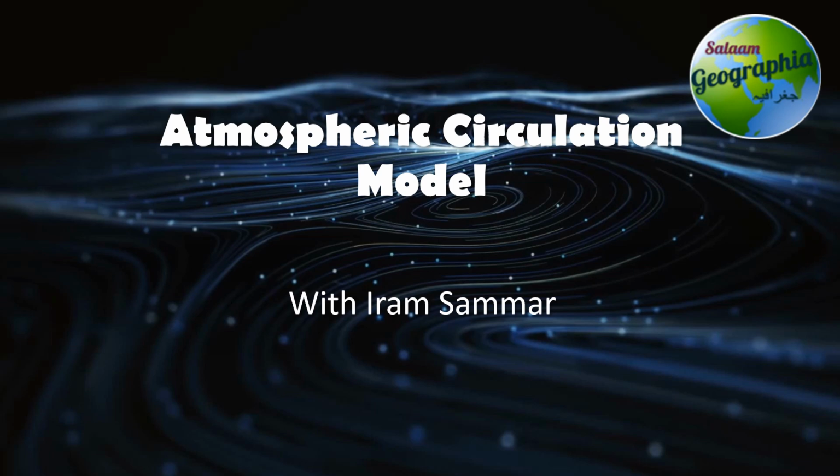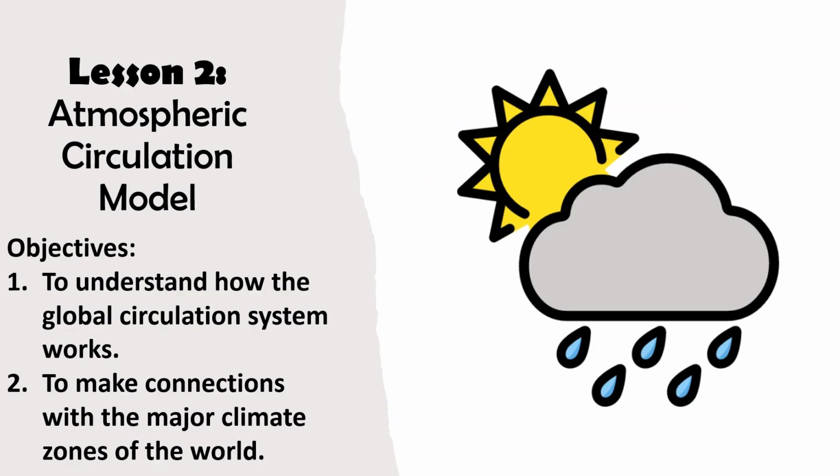This is lesson 2 of atmospheric circulation model. It's just a continuation. We're going to keep the same objectives going. Last lesson we looked at trying to understand the global circulation system, or the atmospheric circulation system. There's a link below if you want to check that video out. We're not going to talk about it too much today, but we're going to try to make sense of why there are major climate zones in the world, and we're going to look at 4 in particular.